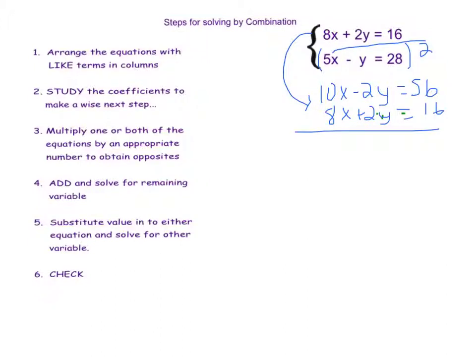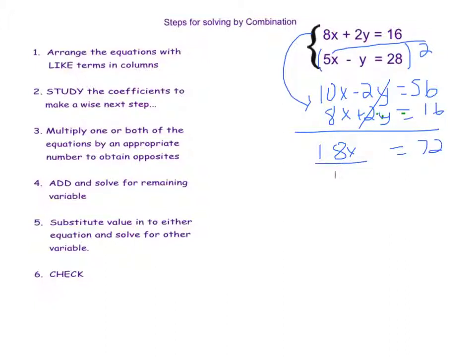So I studied. I multiplied one. We only needed to multiply one of the equations by a number to obtain opposites, which we did. And remember, we multiplied everything in that equation by 2. Next, we have to add and solve for the remaining variable. So 10x plus 8x is 18x. My y's canceled out, and on this side I was left with 72.